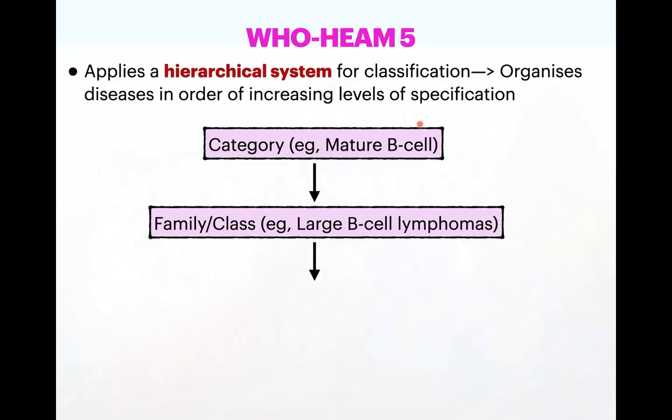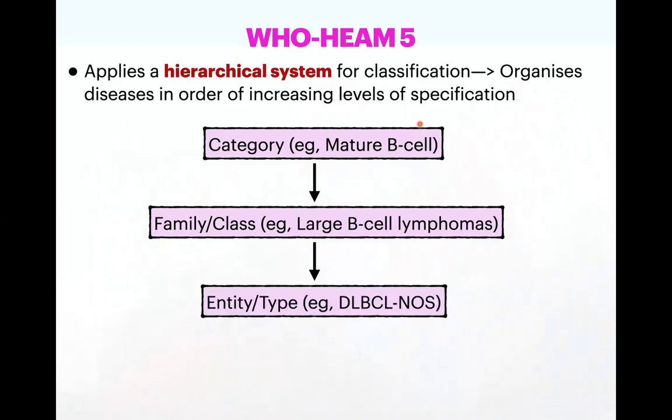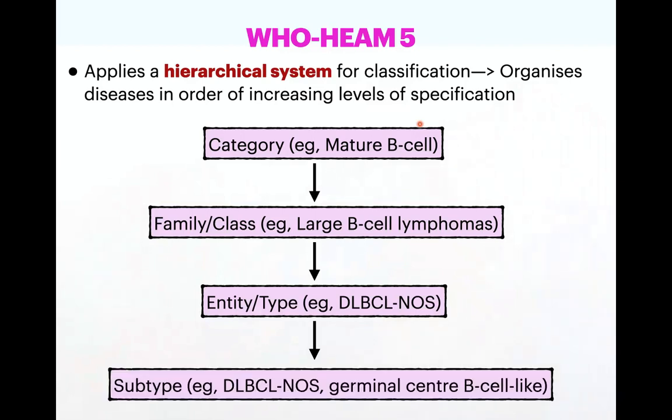Among the categories and these families or classes, they are further subdivided into entities or types. Like among large B-cell lymphoma, there are 18 types, and one of them is DLBCL NOS. Then they are further subdivided into subtypes, like DLBCL NOS with germinal center B-cell like. The subtypes are not there in all the entities, but wherever it is relevant, the entities are further subdivided into subtypes.